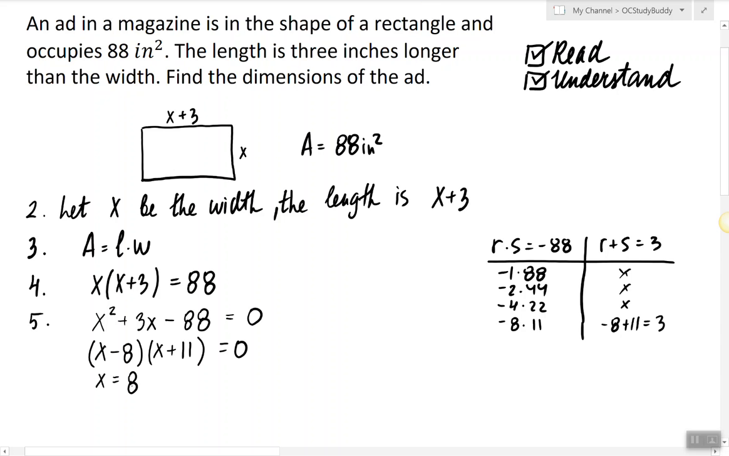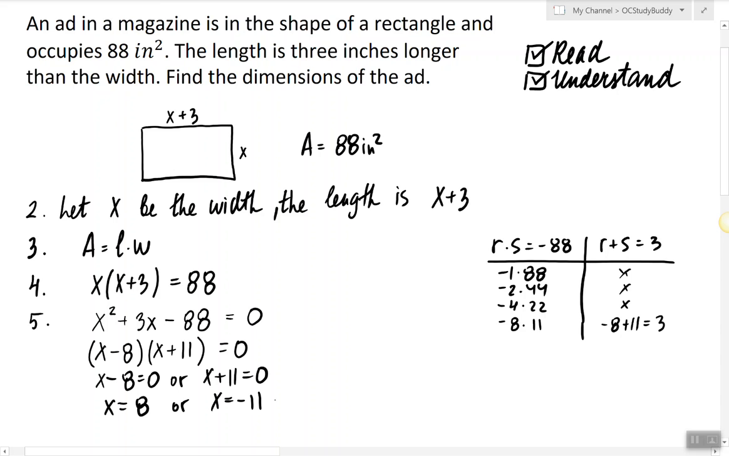two solutions. One from solving this equation and the other one from solving this equation. So x equals 8 is one solution, x equals negative 11 is the other solution.